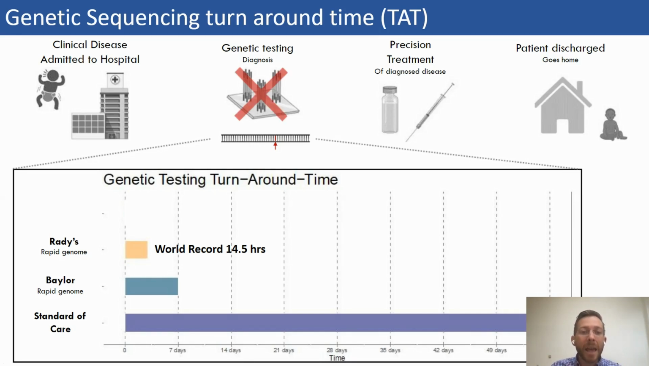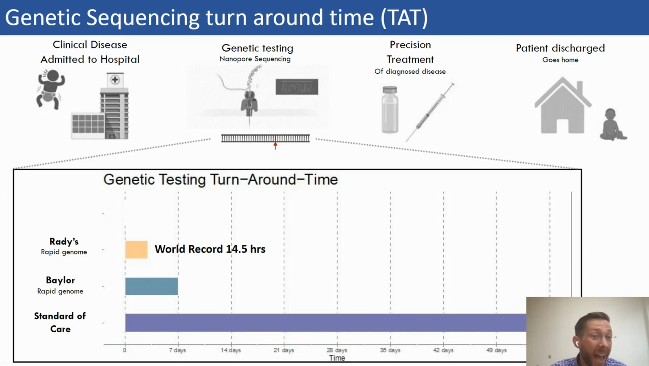But we decided here at Stanford, rather than using short read sequencing technologies, we were going to switch it up a little bit and go towards a new sequencing technology called Nanopore sequencing. And we'll talk more about the technology in just a minute. But we decided to throw our hat in the ring and see if we could reduce this turnaround time to less than a day, if not a few hours.